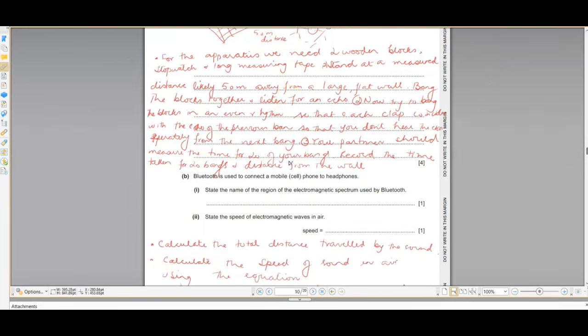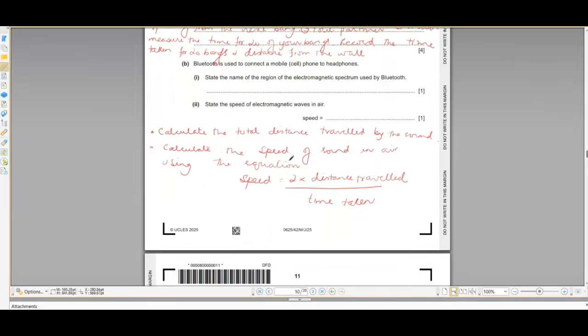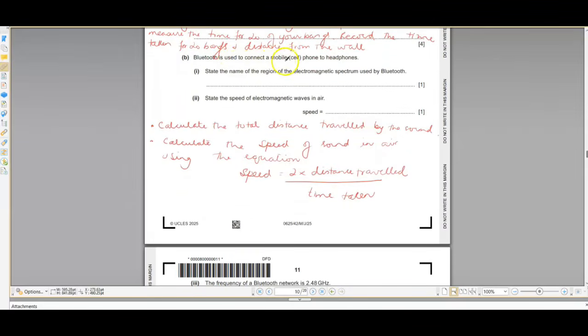ठीक हो गया? So let's move forward to part B of the question. Bluetooth is used to connect a mobile phone to headphones. State the name of the region of the electromagnetic spectrum used by Bluetooth. Okay, Bluetooth uses basically radio waves. ठीक है? And state the speed of electromagnetic waves in there. So it would be 3 into 10 raised to the power 8 meter per second.